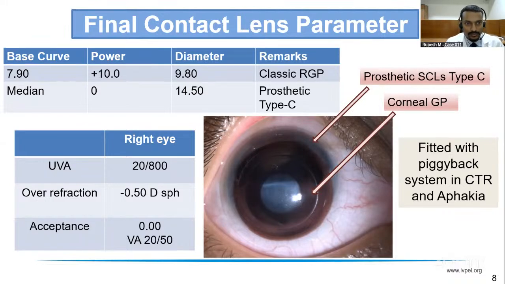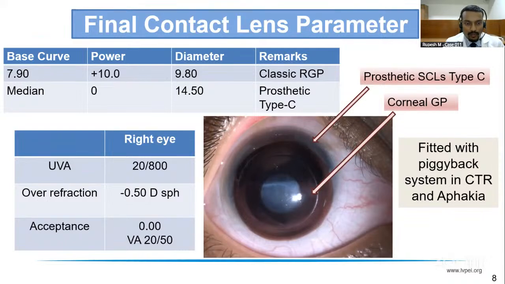The soft contact lens was the Puerican prosthetic lens with a median base curve, power 0, diameter 14.50, and the prosthetic lens was type C. In the Puerican prosthetic lenses, we also have different lens types. Among them, type C is one where the pupillary, or visual axis, is clear and the rest of the part is opaque. Over that, we also put the corneal GP lens of base curve 7.9 and power plus 10 with a diameter of 9.8.